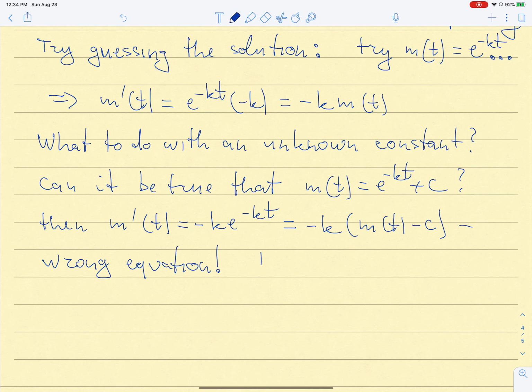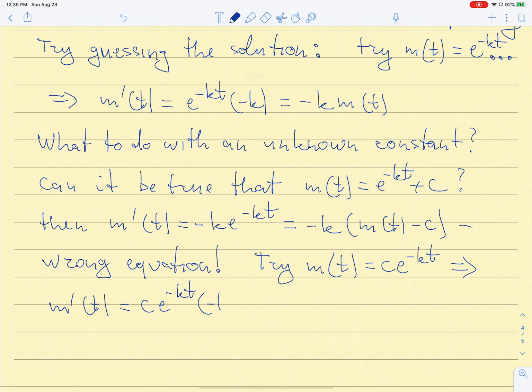So I'm going to try m of t equal to c e to the minus kt. Okay, so what happens in this case? M prime of t is going to be c times e to the minus kt times minus k, right? Because again, I'm using the chain rule. That is the same thing as minus k times c e to the minus kt. And who is c e to the minus kt? That's exactly m of t.